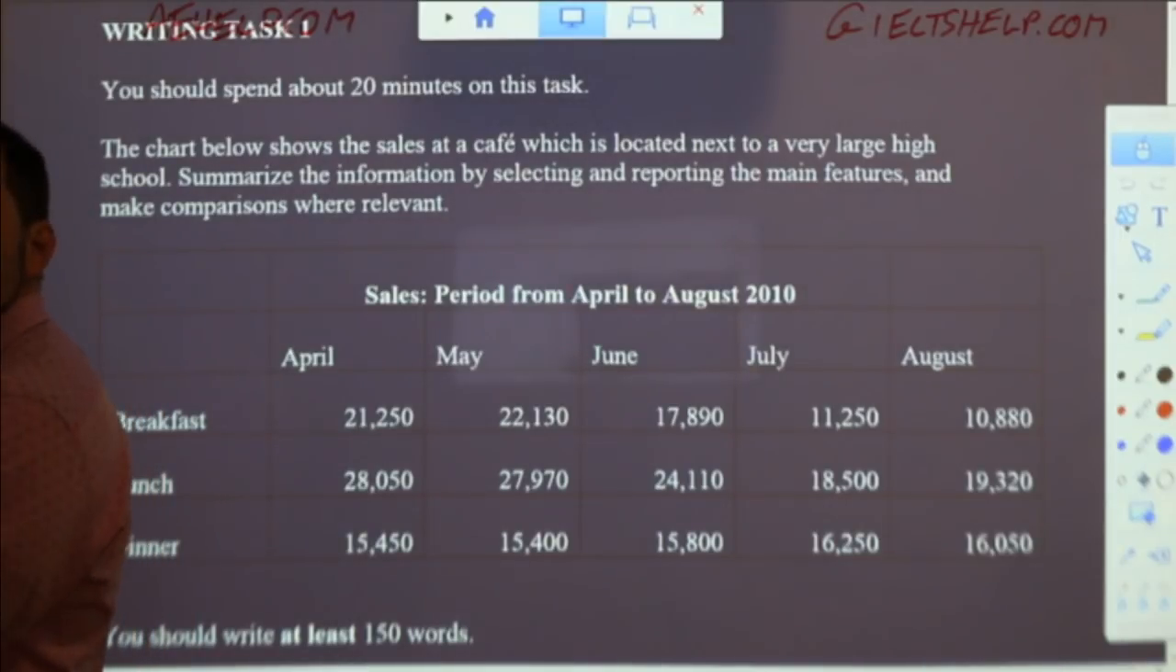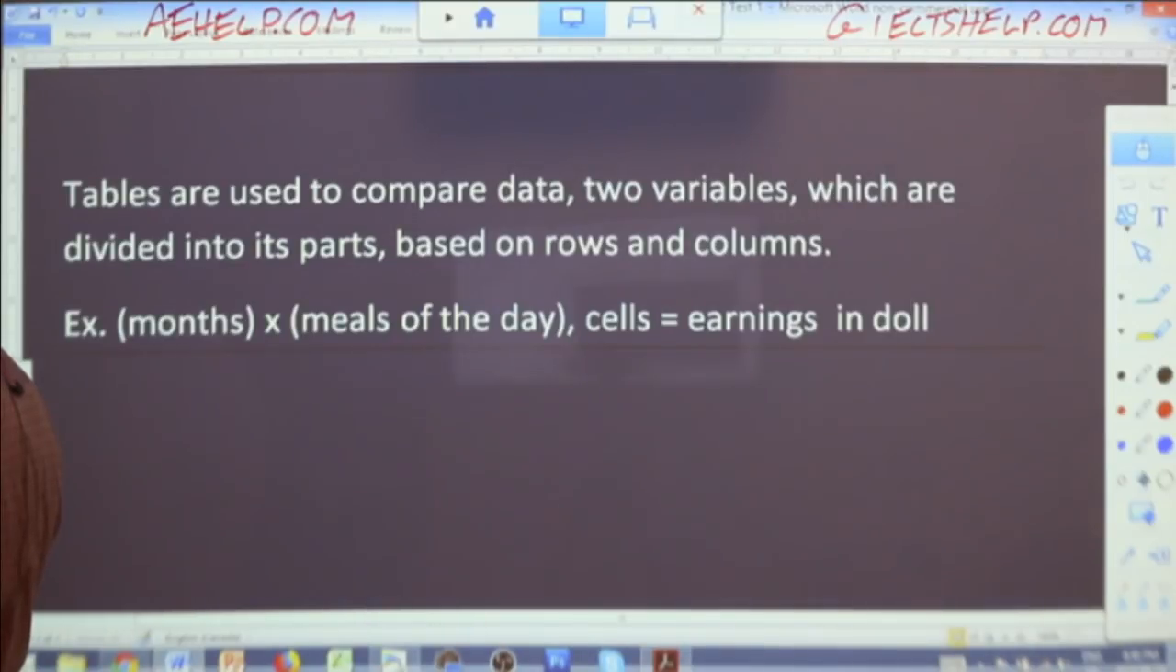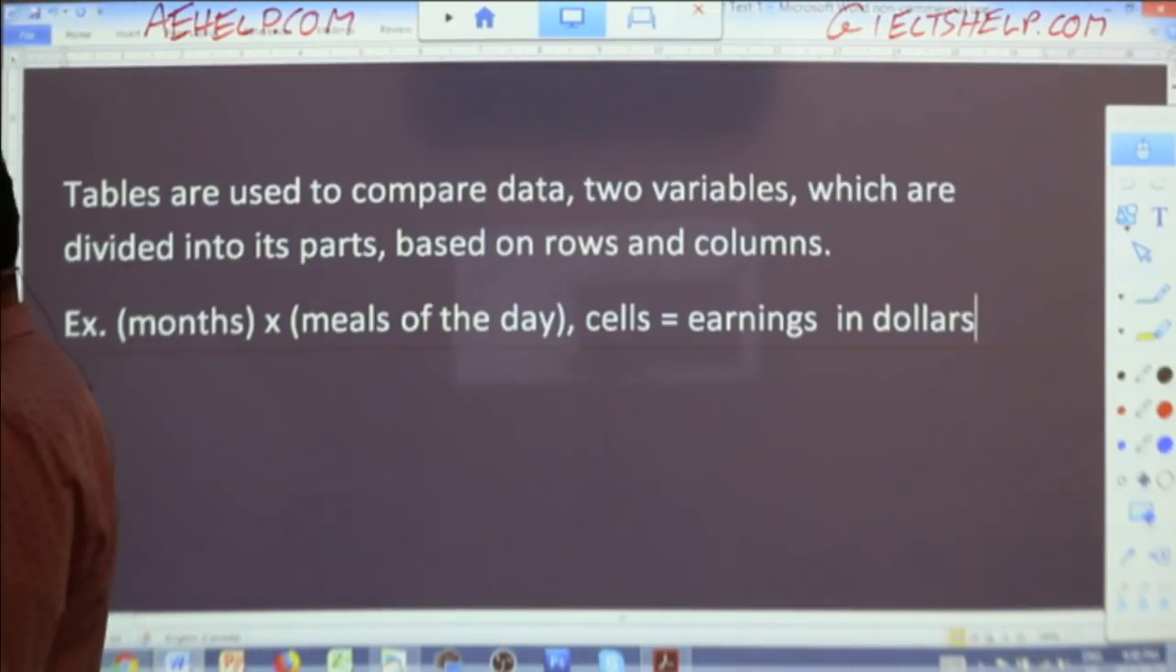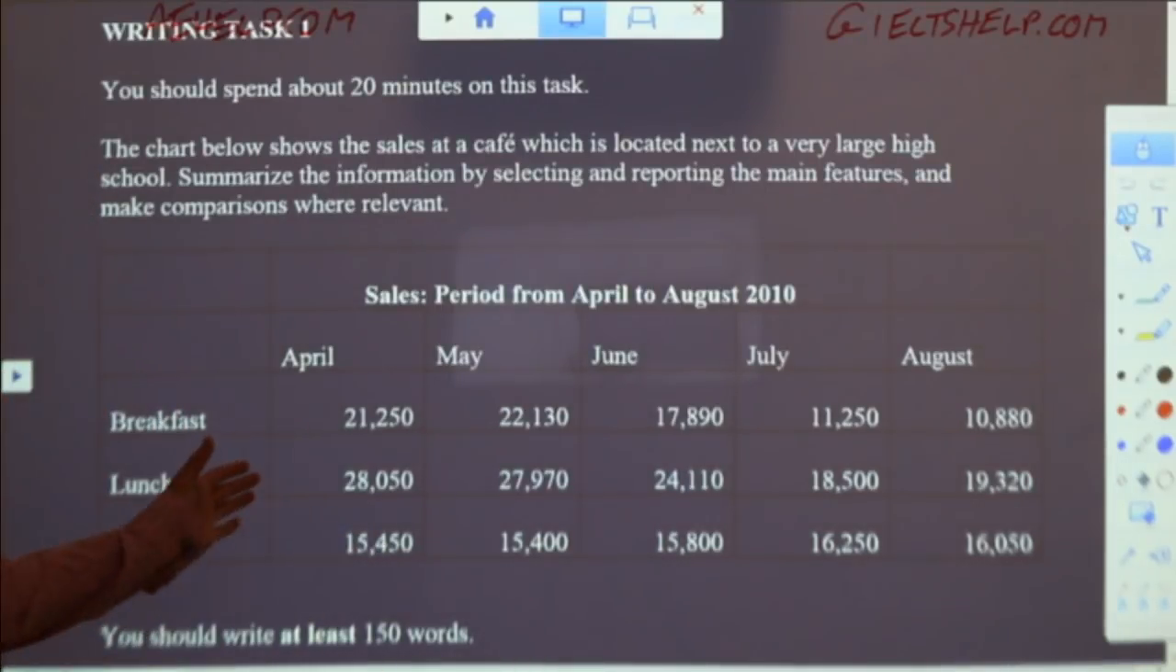Absolutely. It's a nice way to put it, Mukul. So the cells equal earnings in dollars. Okay? So you can just infer that information. Great. Okay, so we figured that out. So we figured out its table.